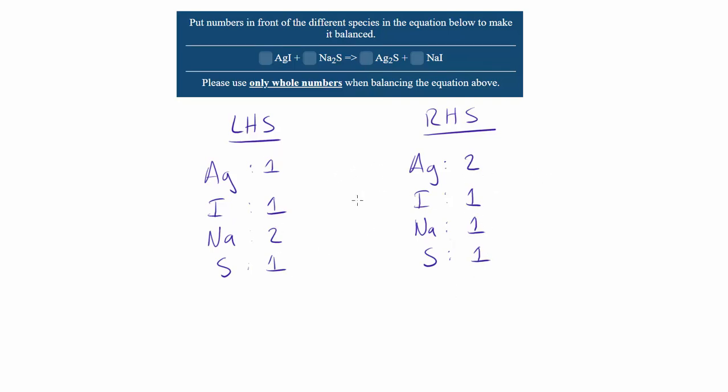So what do we have? The silver is not balanced. The iodide is balanced. Sodium is not balanced. And sulfur occurs once on both sides, so we could say it's quote unquote balanced. But anyway, let's go through the process of systematically working through this so that everything will be balanced.